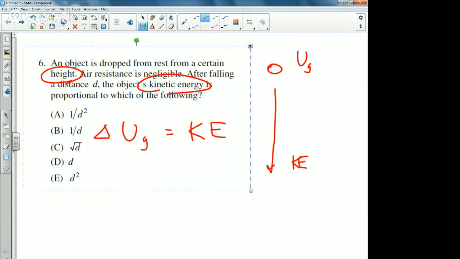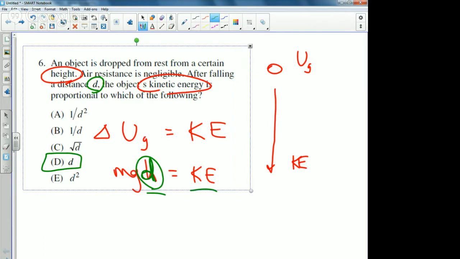Now, normally our approach is to turn these symbols, these variables, into the formulas. Like UG is really mgh. And normally I turn KE equals 1/2 mv squared, but do I really need to turn it to 1/2 mv squared in this case? No, because they're asking us to solve for kinetic energy. So you just set it equal to kinetic energy. The height, ultimately, is the distance d that's fallen. So in this case, what's kinetic energy directly proportional to? D. It's that simple. It's that simple, yes.